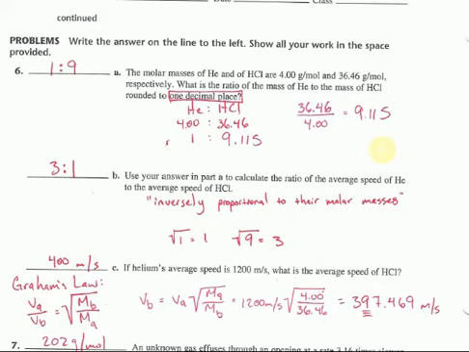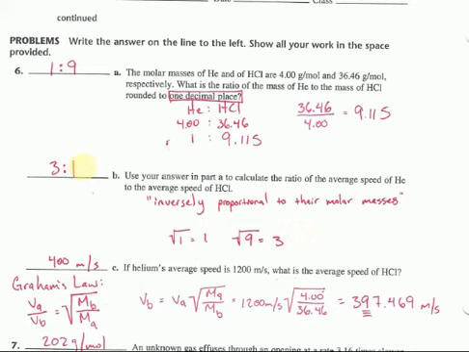B. Use your answer in part A to calculate the ratio of the average speed of helium to the average speed of hydrogen chloride. Remember, Graham's law states that the average speed, which is what we're trying to do here, the average speed of a molecule is inversely proportional to the square root of their molar masses. Right? Inversely proportional to the square root of their molar masses. So I have this ratio of 1 to 9. 1 to 9. And so if I square root both of them, I get 1 to 3. Right? There's a 1 to 3 speed difference here.